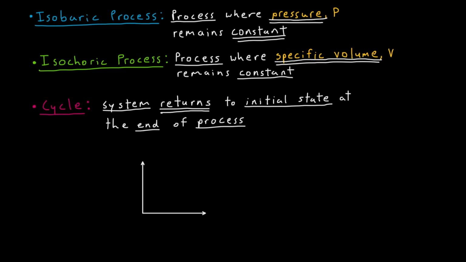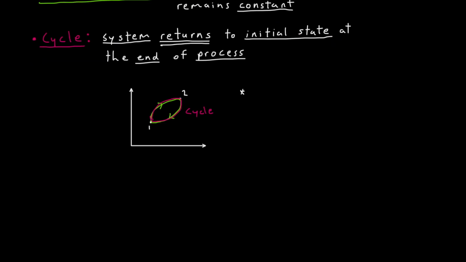And now to briefly help visualize a cycle, we can of course graph a cycle by simply adding two different states and then drawing in the process path that goes from the first state to the second and then back to the first, just like so. And so of course this circle that we end up with essentially represents the cycle. So basically keep in mind that final equals initial.